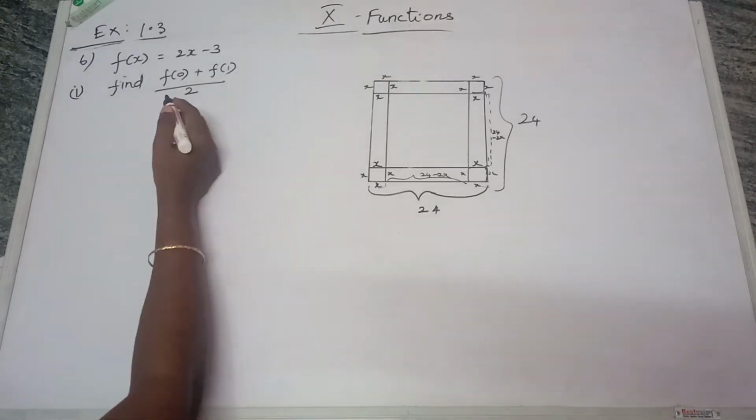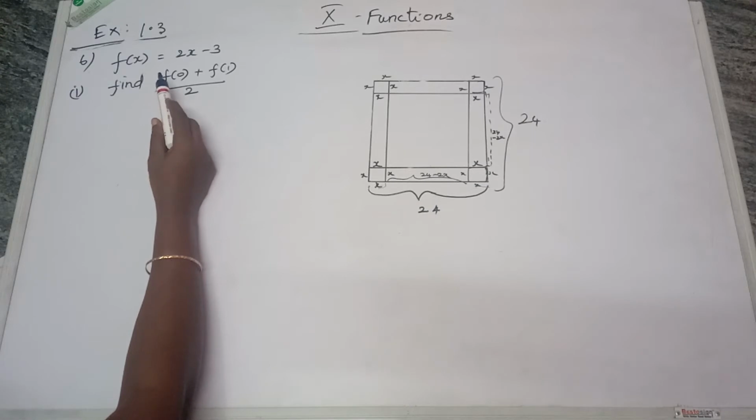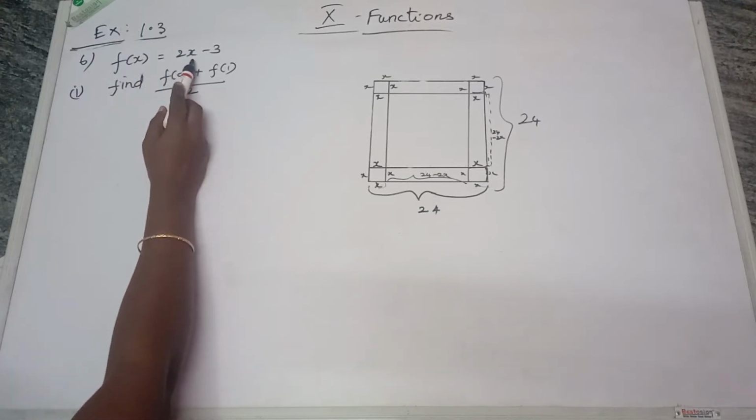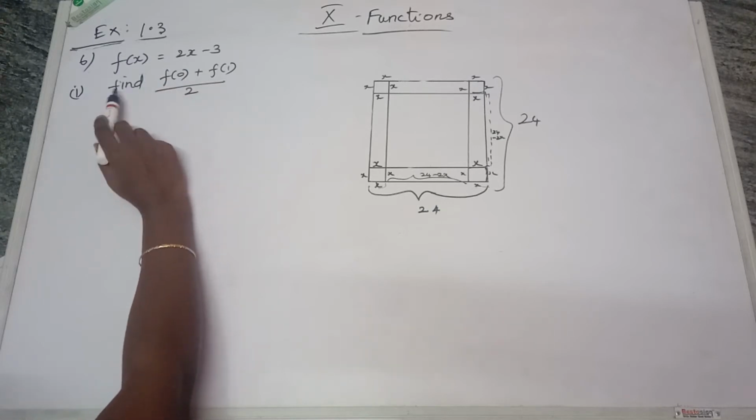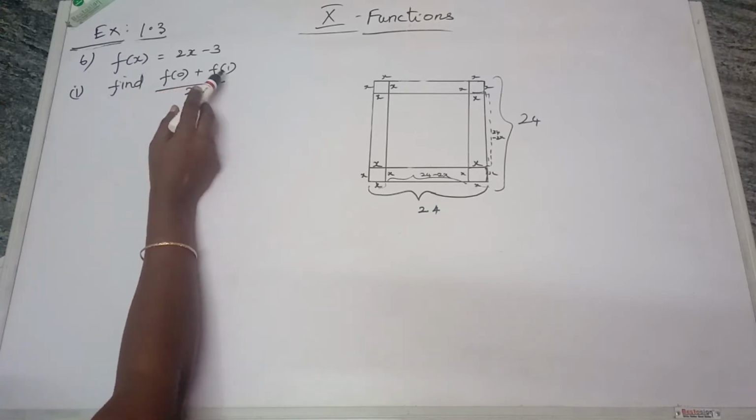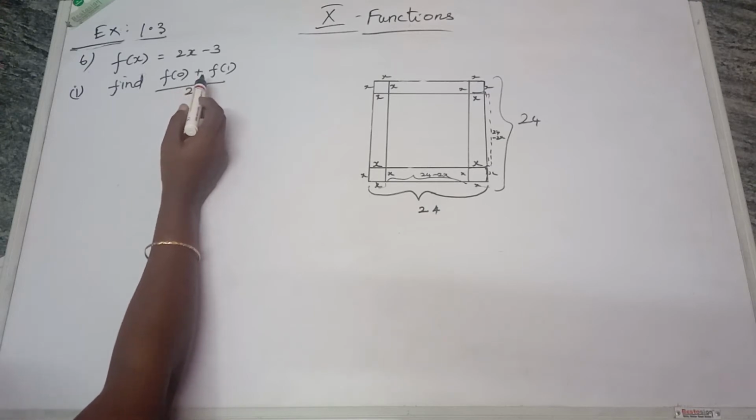Sixth question: a function f is defined by f(x) = 2x − 3. Then they have given 4 divisions. See the first division, they ask you to find f(0) + f(1/2), the value of f(0) and f(1/2).